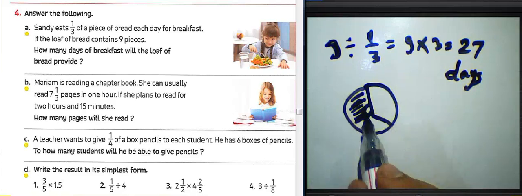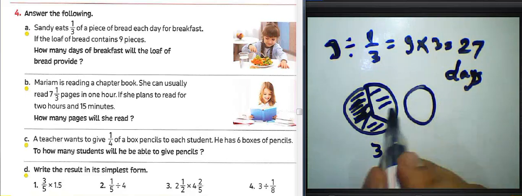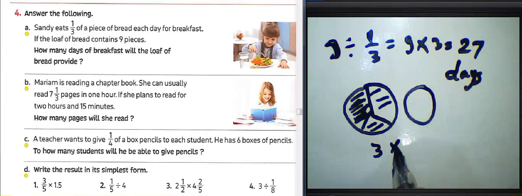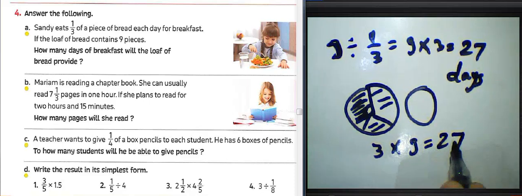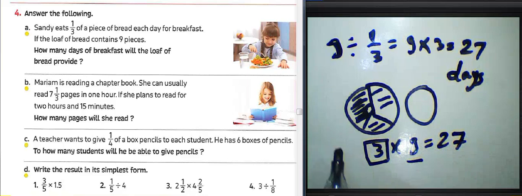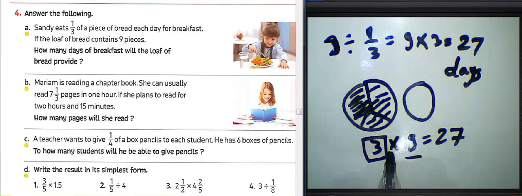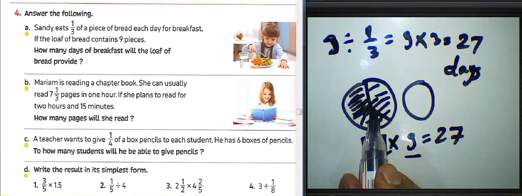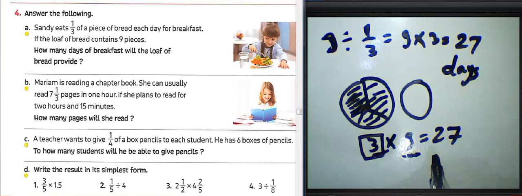So she wants 3 days to complete one piece, but she has 9 pieces. 1, 2, 3, 4, 5, 6, 7, 8, 9. She wants 27 days because she eats one piece in 3 days. She wants 3 days to eat one piece, but she has 9 pieces, so it will be finished, all the pieces, in 27 days.